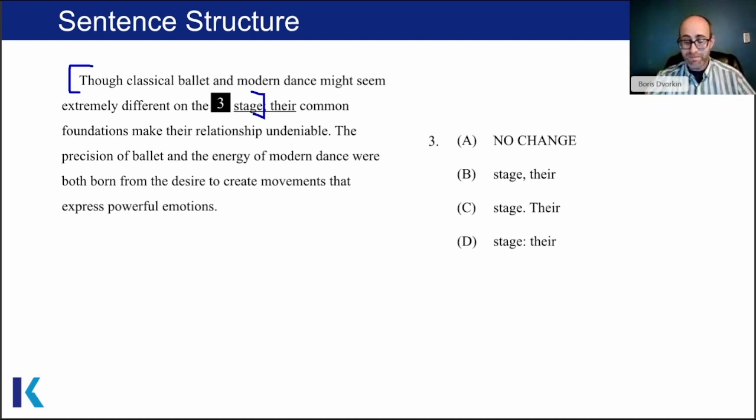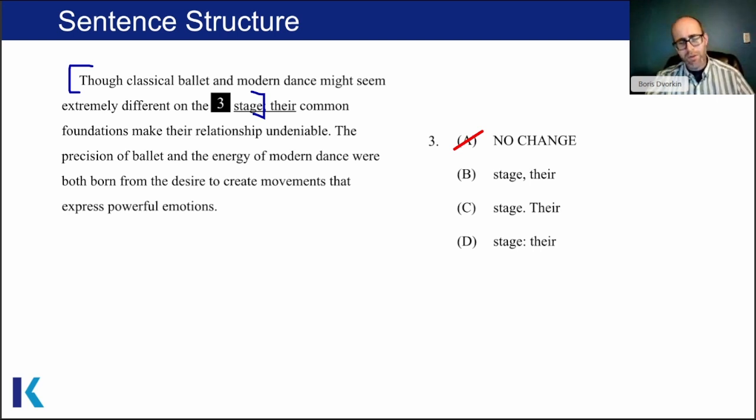It is not a complete sentence. Though classical ballet, that's not going to be a complete thought. So we're going to need to get rid of choice A. You need to have a complete sentence on both sides of a semicolon for that to be right.